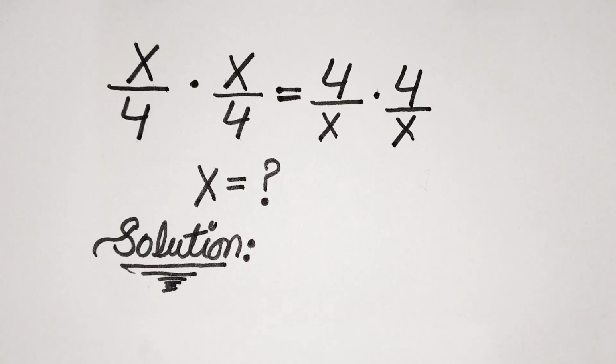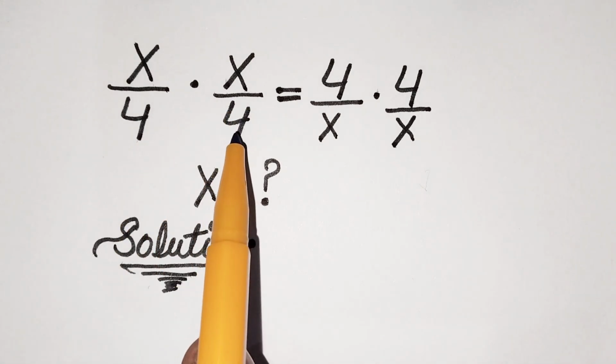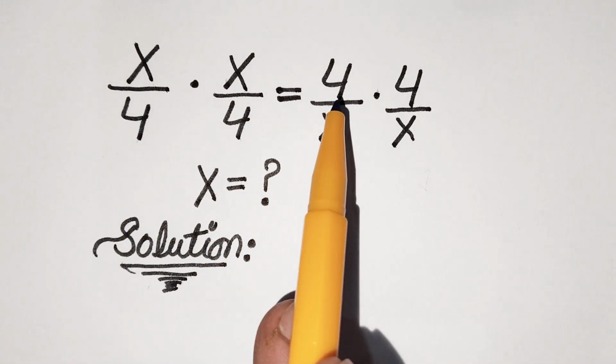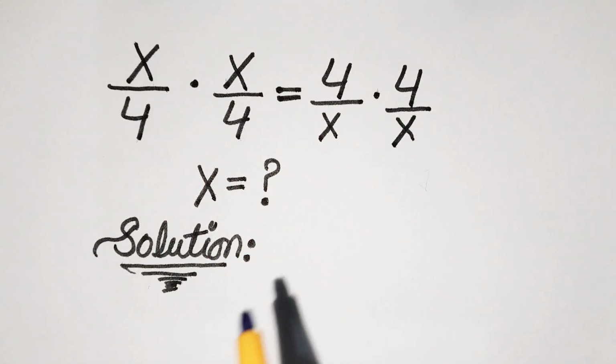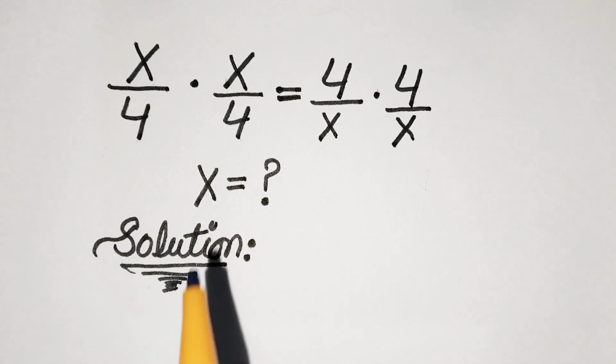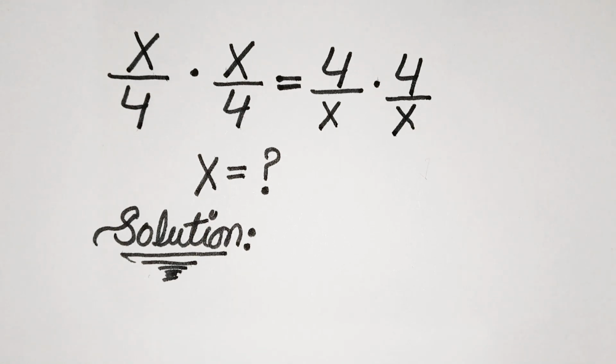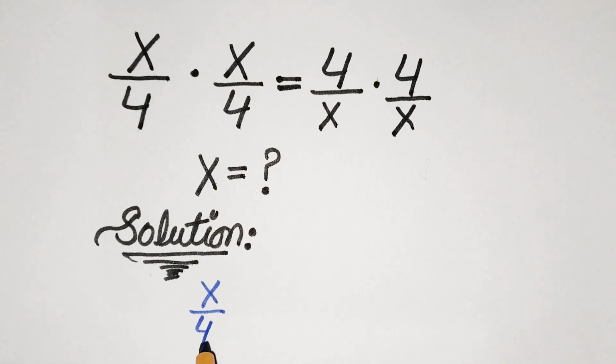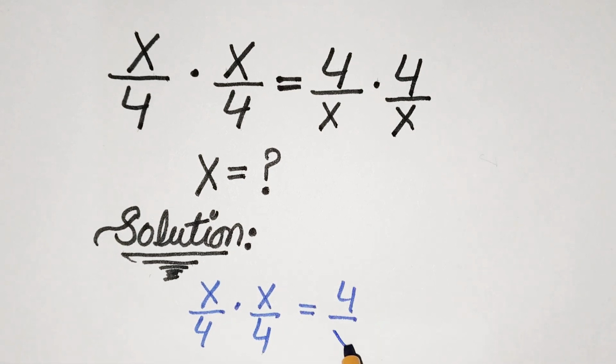Today our question is x over 4 times x over 4 equals 4 over x times 4 over x. So we have to find the value of x. For this purpose, we are going to write our problem: x over 4 times x over 4 is equal to 4 over x times 4 over x.